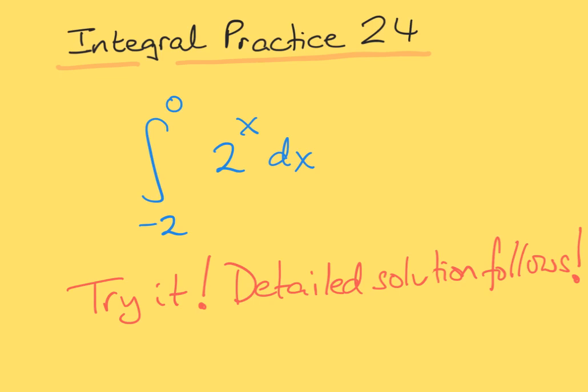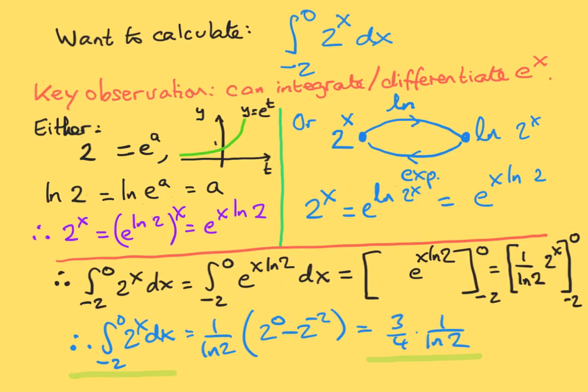Okay, welcome back. So on this slide, we want to calculate this integral. And we see that we have something to a power of x. And the key observation that we need to make is if this wasn't 2, but it was e, the base of the natural logarithm, we wouldn't have a problem at all, because we know how to integrate and differentiate e to the x. So what we need to do is rewrite this as e to the x in some way. I'm going to talk about it here in two different ways.